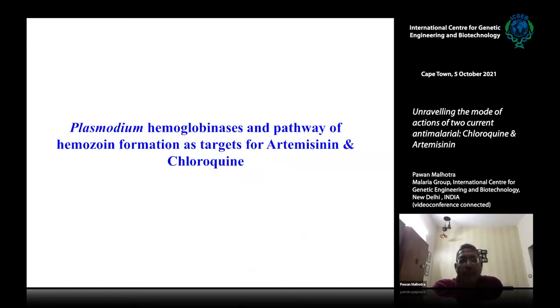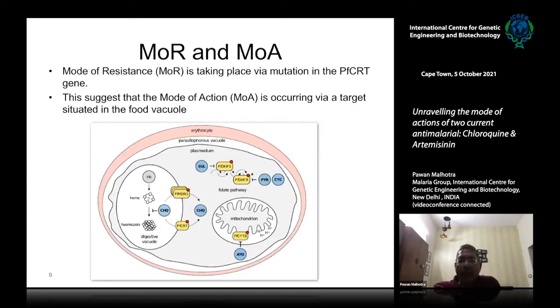To understand the mode of action of artemisinin and chloroquine, about 10 years back, we started studying how the parasite actually uses hemoglobin. And before I move to the real part of my story today, I want to tell the listener that the mode of action of drugs is very different from the mode of resistance, which has happened with the drugs. If you see this slide carefully, the mode of action of some of these drugs which are being used is actually the food vacuole, which is the hemoglobin degradation pathway. And another drug, atovaquone, acts on the mitochondrial pathway.